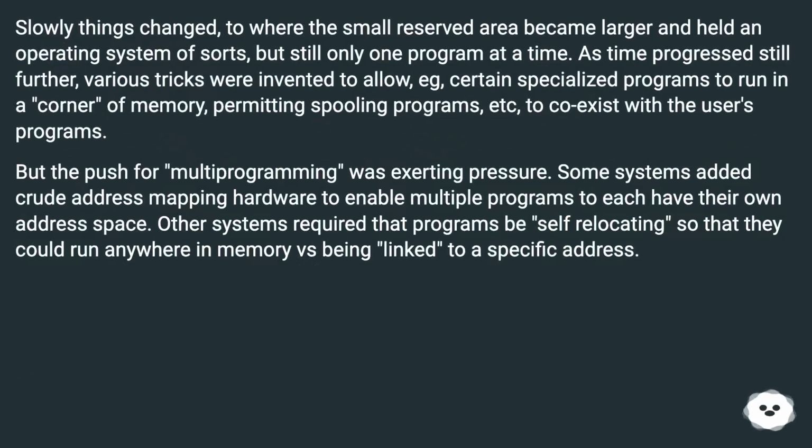Slowly things changed, to where the small reserved area became larger and held an operating system of sorts, but still only one program at a time. As time progressed still further, various tricks were invented to allow, e.g., certain specialized programs to run in a corner of memory, permitting spooling programs, etc., to coexist with the user's programs. But the push for multi-programming was exerting pressure. Some systems added crude address mapping hardware to enable multiple programs to each have their own address space. Other systems required that programs be self-relocating, so that they could run anywhere in memory versus being linked to a specific address.